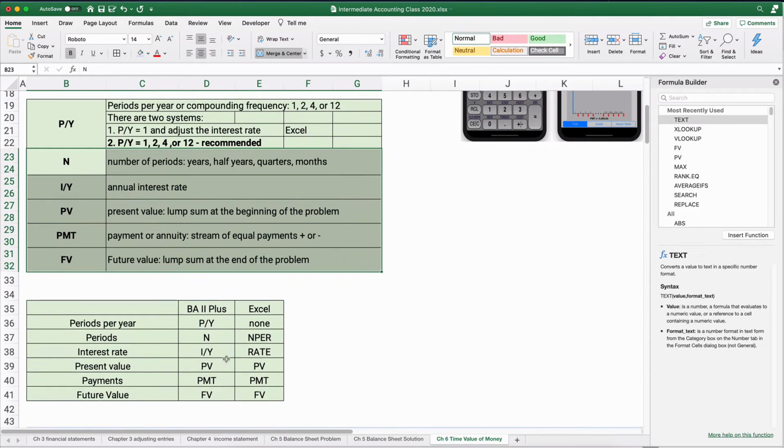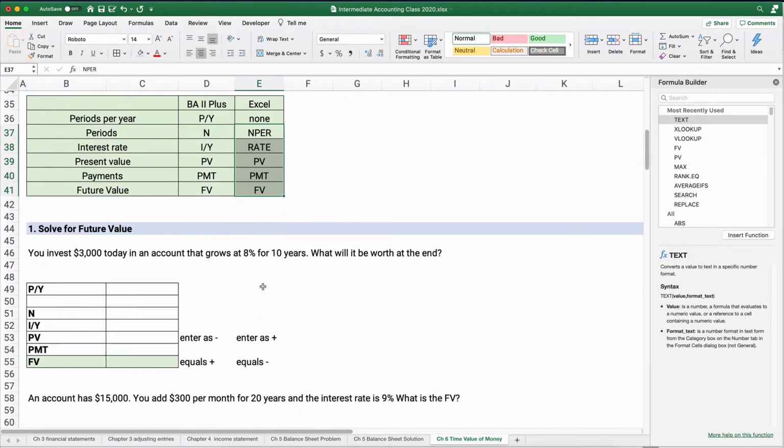So let's look at a little table. I've given you the terms basically on the calculator. So the periods per year for Excel, remember there's none for periods per year, so we'll have to adjust. And Excel uses periods in NPER. The interest rate, they call it rate. Present value is PV, payments are PMT, and future value is FV. So let's get started on some problems.